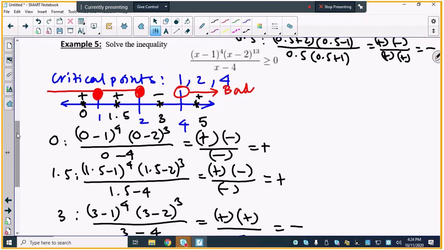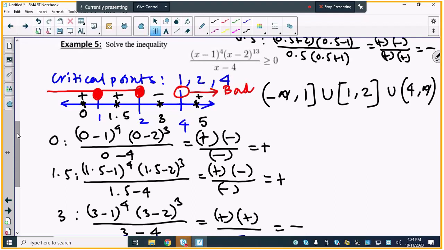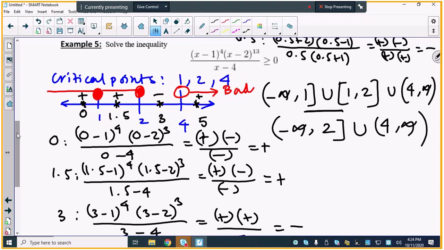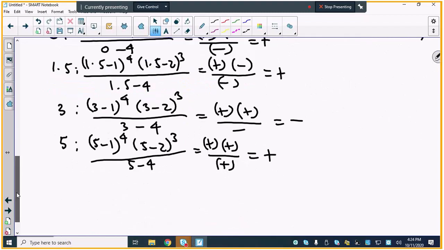Okay, so my solution interval is going to be negative infinity to 1 closed, union 1 to 2 closed, union open 4 to infinity. Because I have 1 closed, I'm not actually getting rid of any point. So those two I can actually combine together and say it's negative infinity to 2 all the way. And that should be your final answer to this inequality. And that solves this problem.